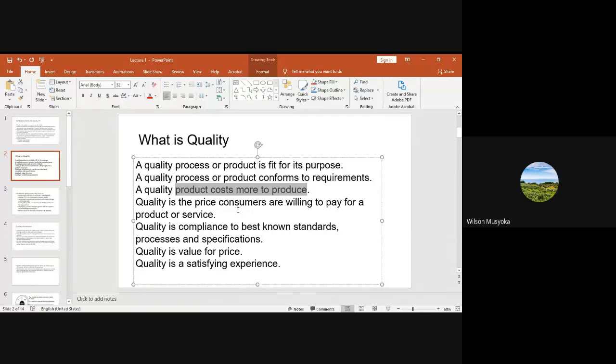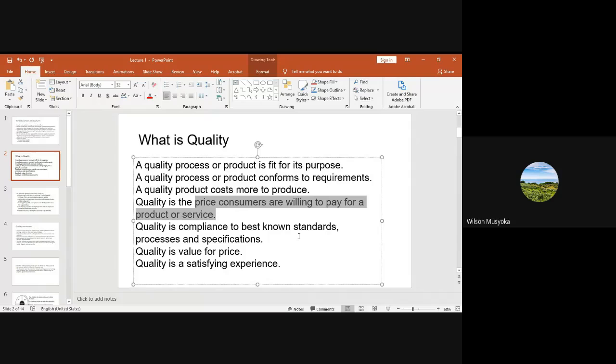Number four is that quality is also the price that the consumers are willing to pay for a product or a service. So like now, if we are transferring money through M-Pesa and somebody is willing to be charged maybe 100 shillings to send some amount of money, then they can say that is the quality they are looking for. They don't want to send through any other means.